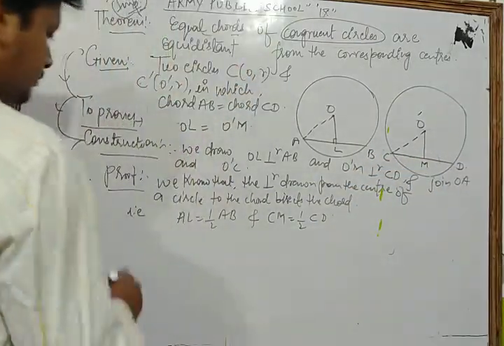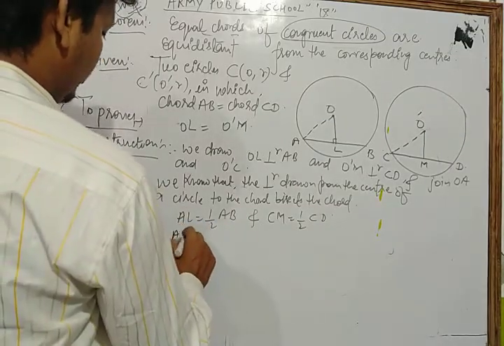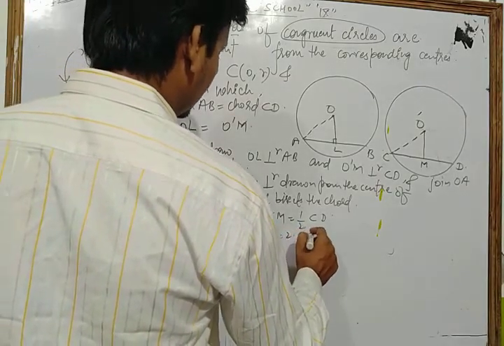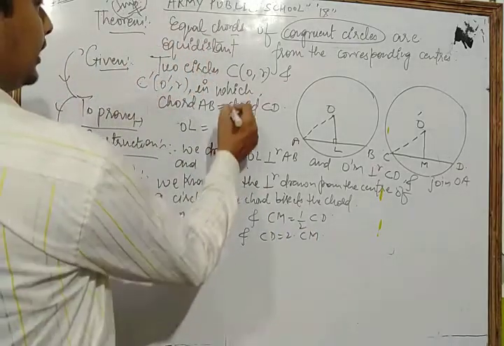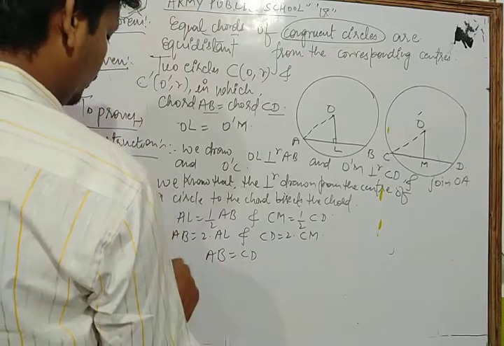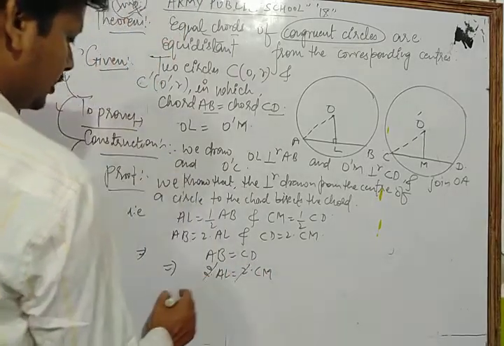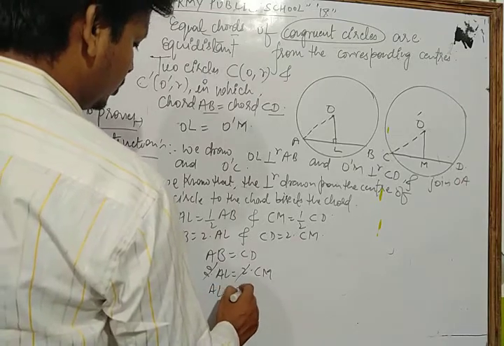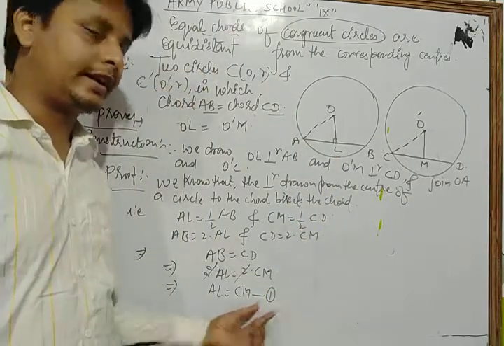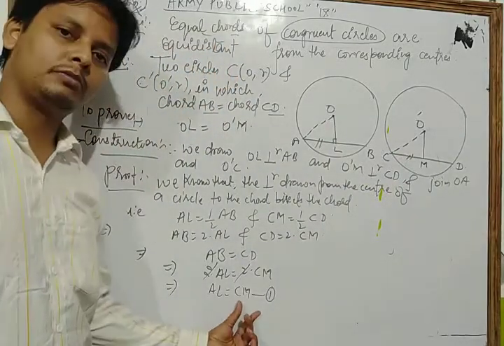Now we have AB is equal to 2 times AL and CD is equal to 2 times CM, and also AB is equal to CD. We put the values of AB and CD, so we get 2 times AL is equal to 2 times CM. The 2 cancel each other, so we get AL is equal to CM. Call this equation number 1.